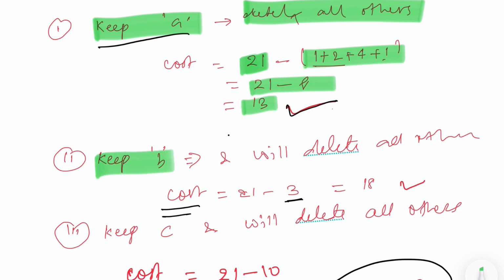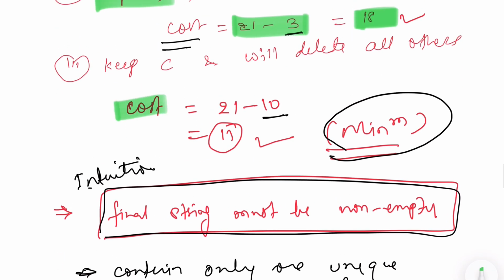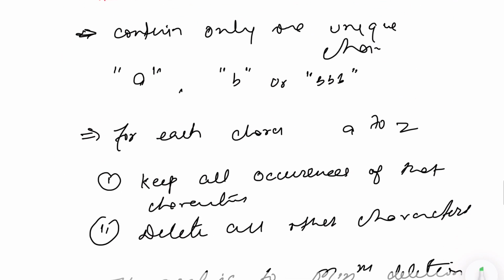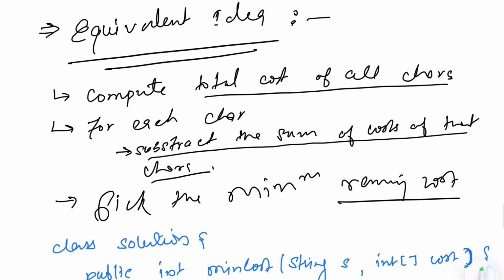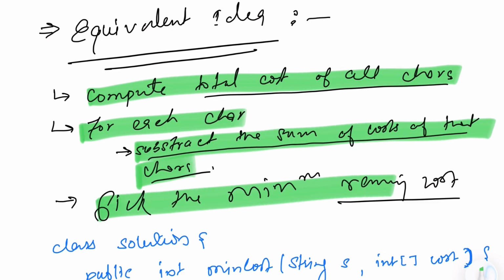And if you want to keep only b, we remove only the b part, so you will get 18. Similarly for c, if you want to keep c, you remove only the c part and get the cost. So this is your minimum cost. This way we compute the total cost of all the characters, and for each character we subtract the cost of that character, and we pick the minimum cost.